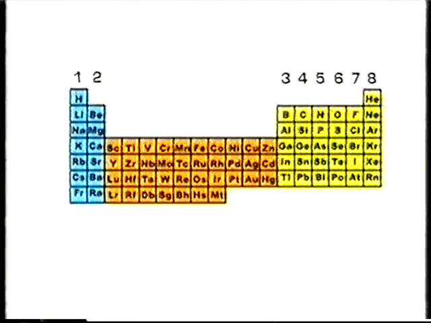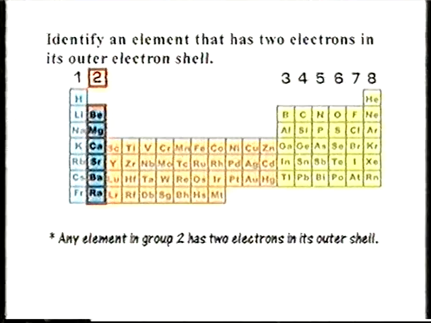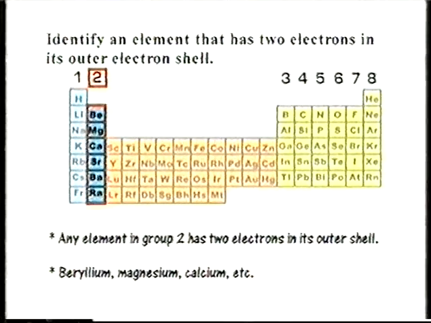Here are some questions about the periodic table. Identify an element in the periodic table that has 2 electrons in its outer shell. Any element in group 2 has 2 electrons in its outer shell, so you could have said beryllium, magnesium, calcium, etc.